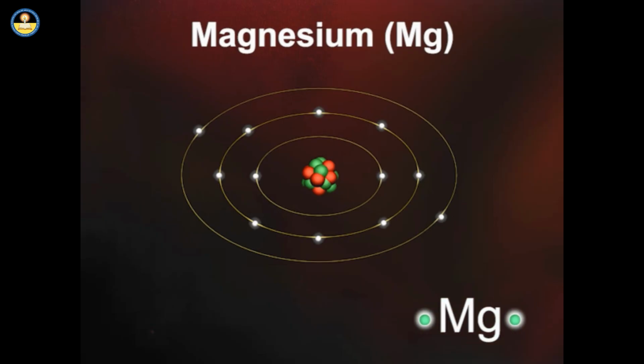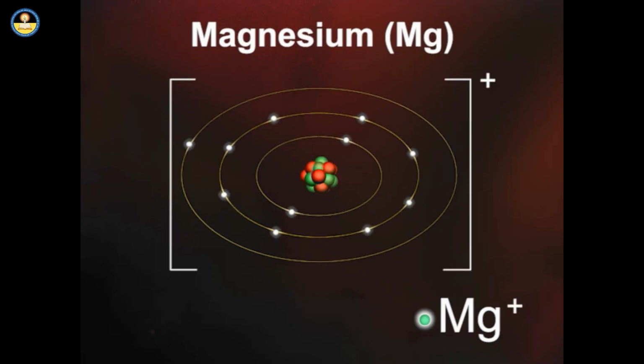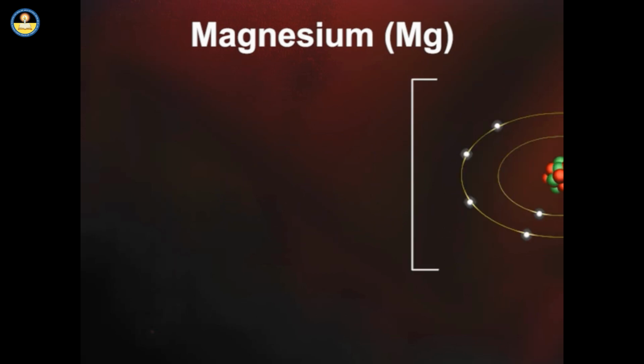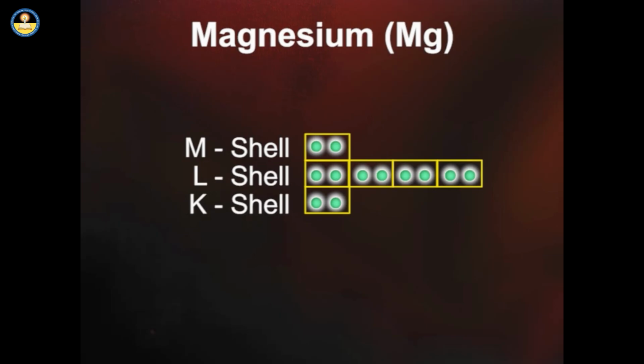Magnesium, like all other alkaline earth metals, has 2 electrons in the outermost shell. Thus, to achieve a noble gas configuration, that is 8 electrons in the outermost shell, it must lose 2 electrons to form a bipositive ion, Mg2+ ion. It can be represented according to Lewis dot formula as shown on screen.